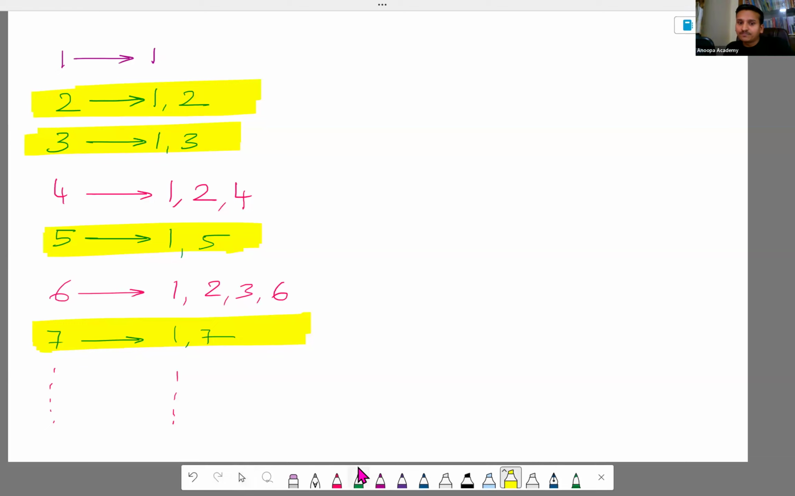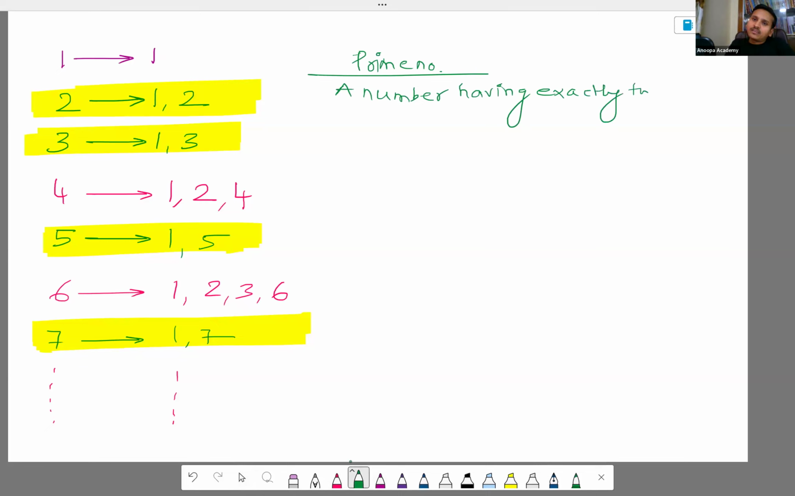I'll write the definition. So what is a prime number? Prime number means a number having exactly 2 factors, exactly 2. And what are the examples of that? Examples of that are 2, 3, 5, 7. And if you keep going, 11.